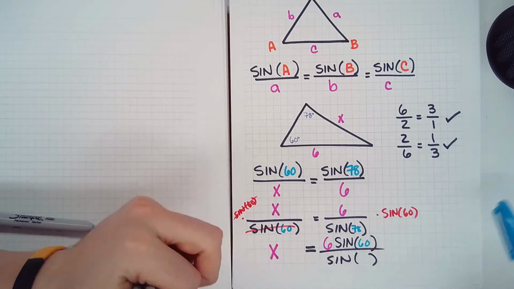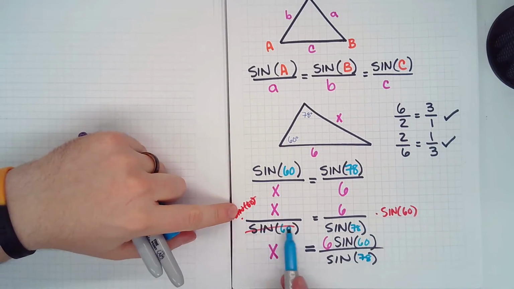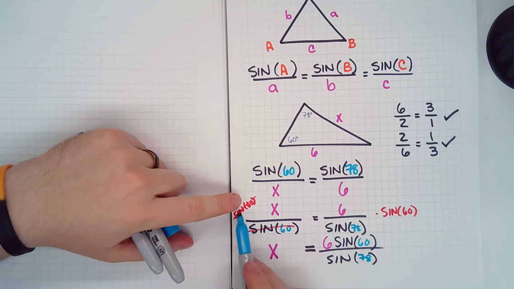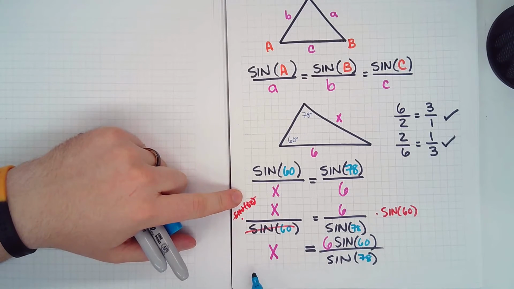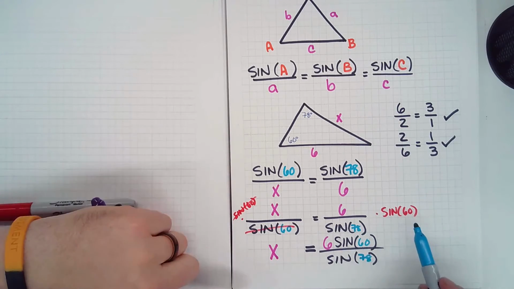So again, just to recap, I moved that sine of 60 over by multiplying because it was being divided over here. And to cancel division, I have to multiply. So it cancels here. I get x. That's good. I wanted x on its own. I'm solving for x. And now I multiply these together.